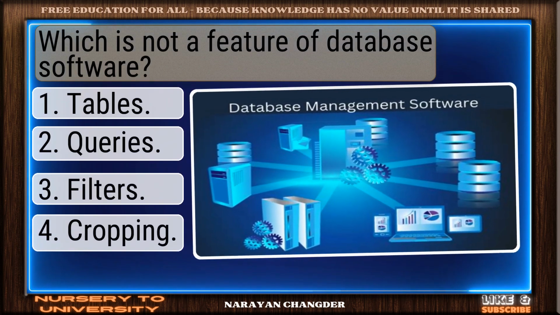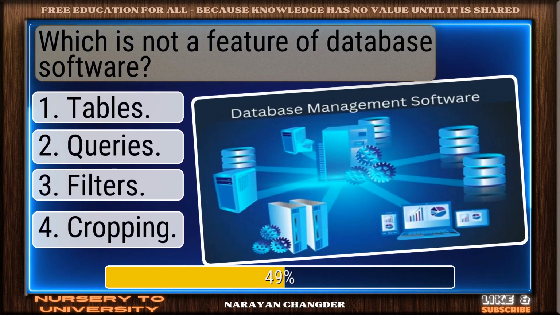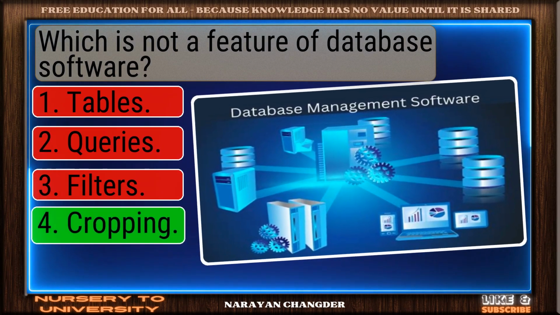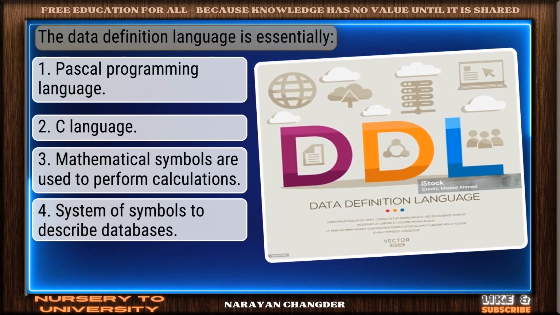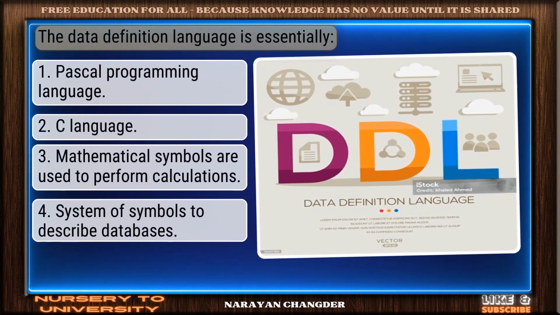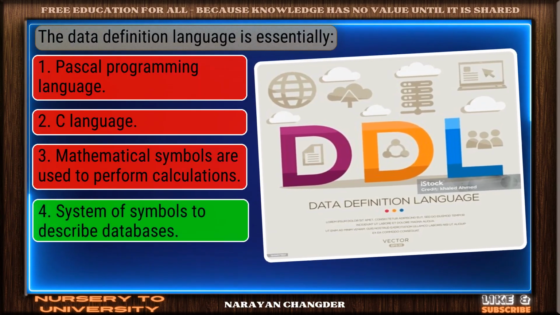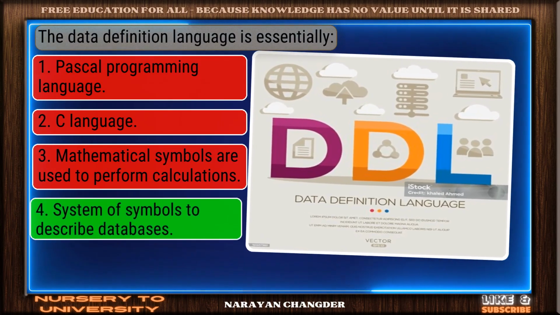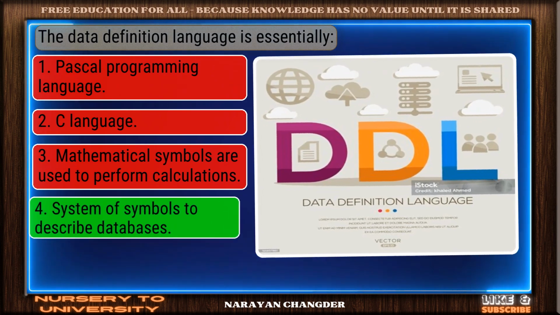Question number 11. Which is not a feature of database software? Nice work. You chose cropping and it is correct. Question number 12. The data definition language is essentially. Good job. Your answer, system of symbols to describe databases, works well here.